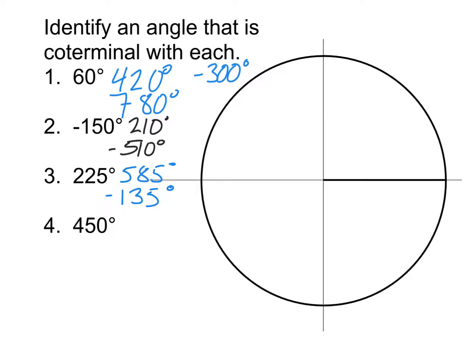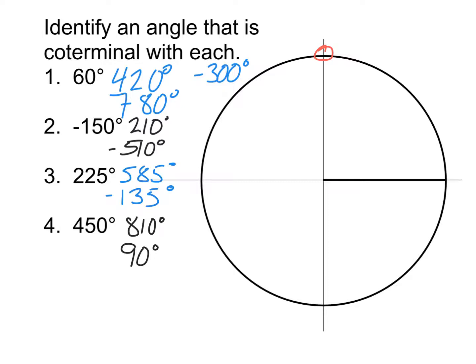Alright, last up, 450 degrees. Yes, you could add 360 to that. If you did that, you'd have 810 degrees. But since it's starting with 450, which is over 360, most people tend to just subtract in that case. And so if you chose to subtract, you'd end up with 90 degrees. And so notice then, 450 degrees is the same as 90 degrees.